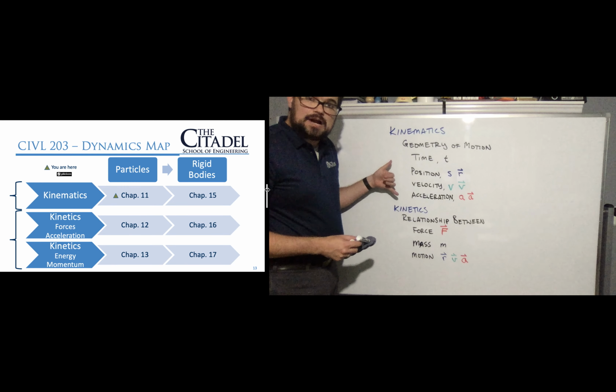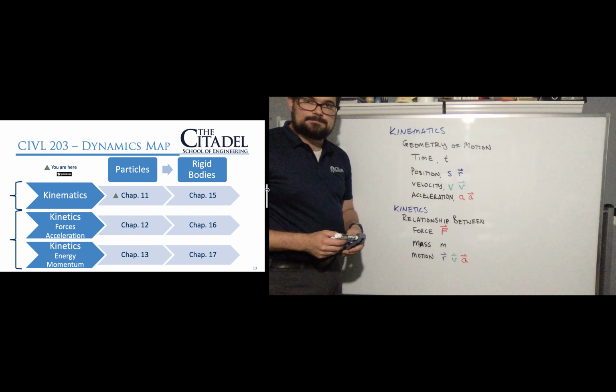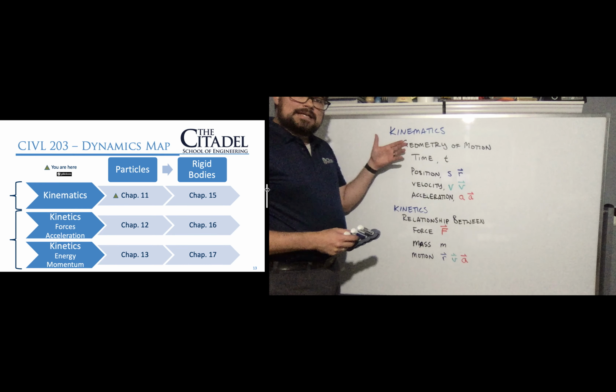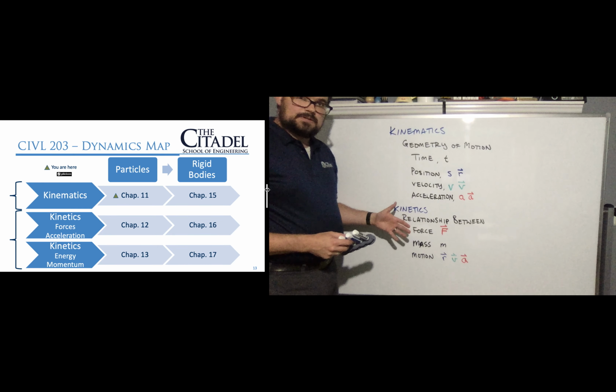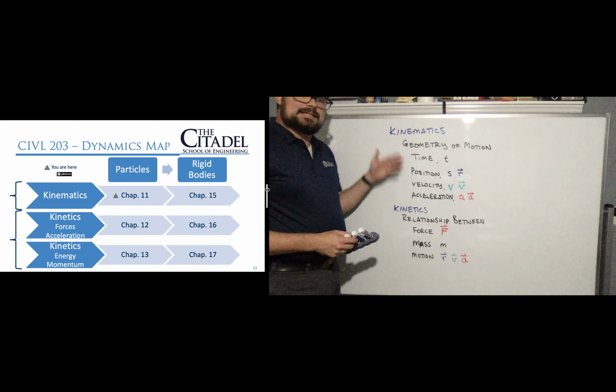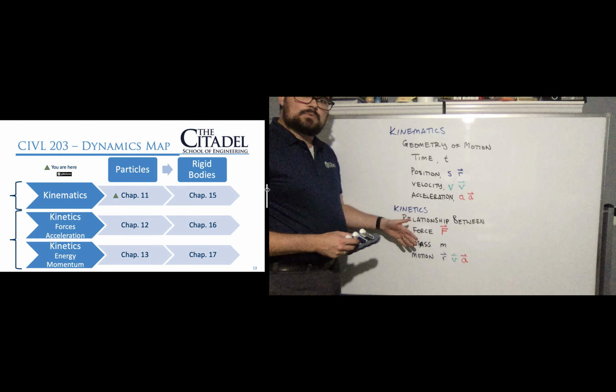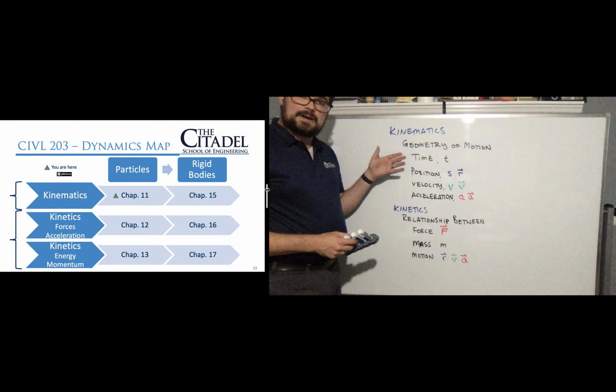And so when we get to relationships here, the kinetics portion, we'll start looking at what's actually driving the motion that we've mastered describing in the kinematics section. So that's kind of how our dynamics is broken into these two groups, and this is how we'll work through the semester. So we'll start off looking at particle kinematics, and then we'll go to particle kinetics. Then we'll explore rigid body kinematics, excuse me, and rigid body kinetics. And we'll move through that.